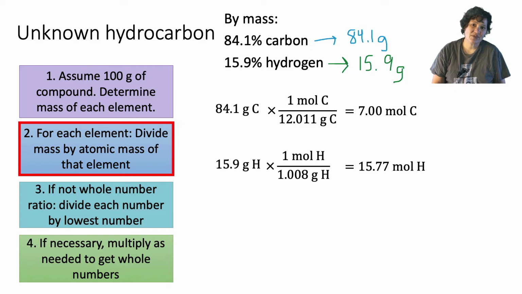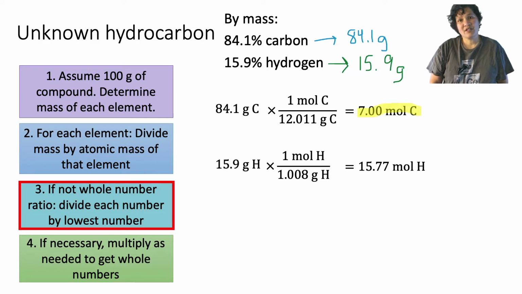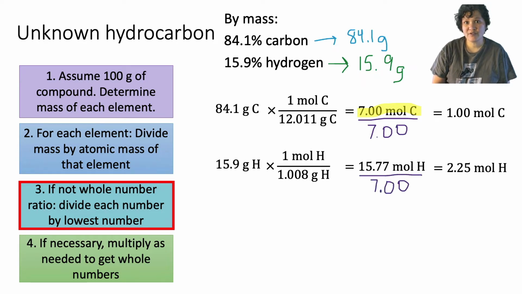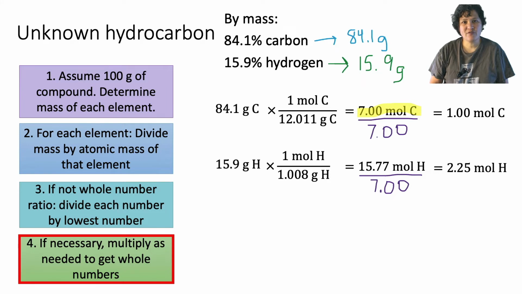So we're going to take the lowest of these two numbers, which is 7, and divide both of these numbers by that. That gives us 1 mole of carbon and 2.25 moles of hydrogen. We still don't have whole numbers for both, but you can see that we basically have 2 and 1/4 moles of hydrogen. So if we multiplied both numbers by 4, that would give us whole numbers for everything.